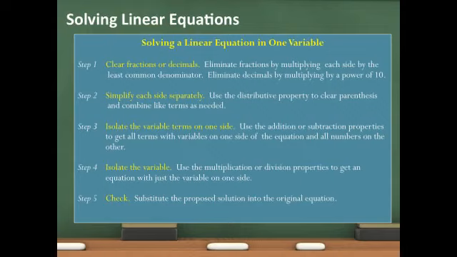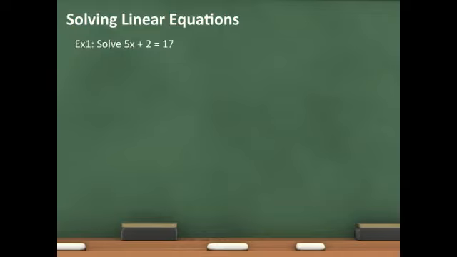Now that we know the properties and the steps to solving linear equations, let's look at some examples. In example 1, we are given 5x plus 2 equals 17. We can skip steps 1 and 2 because we don't have fractions, decimals, or parentheses to eliminate. So we go to step 3, which is to isolate 5x, the term containing a variable. To do this, we can use the subtraction property to subtract 2 from both sides of the equation. This gives us the equation 5x equals 15.